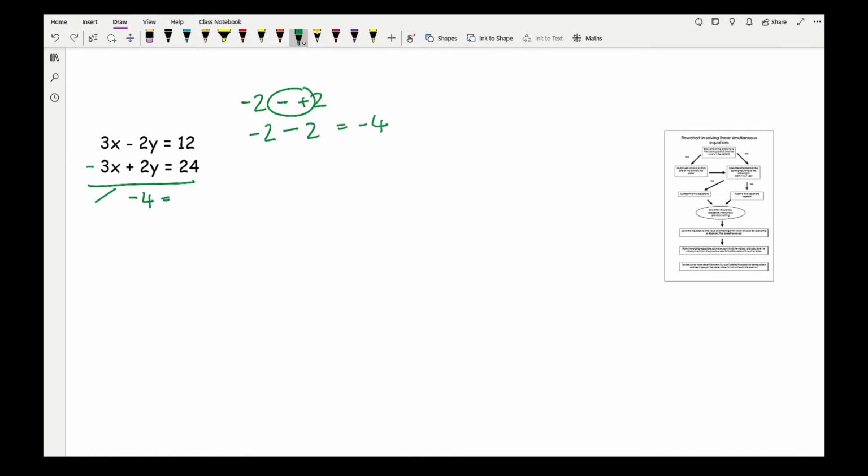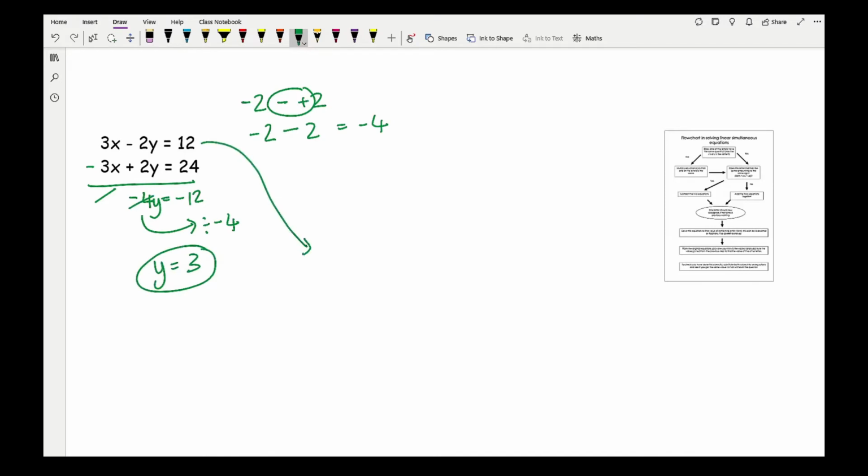And 12 minus 24 gives me minus 12. Sorry, I forgot my y. So therefore, if I take the minus 4 over to the side by dividing by minus 4, I'm left with y equals positive 3. So there's one of my answers.